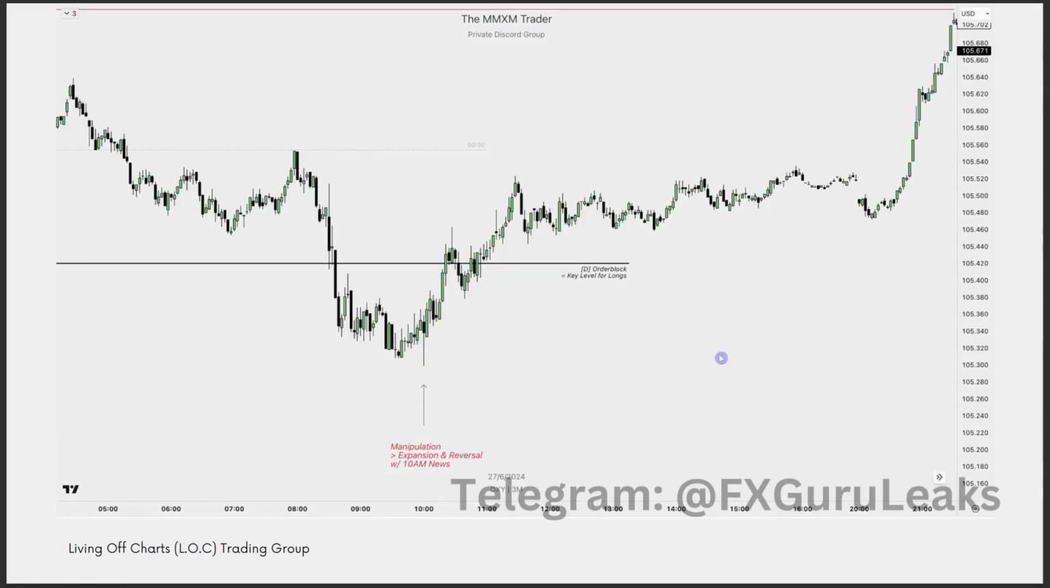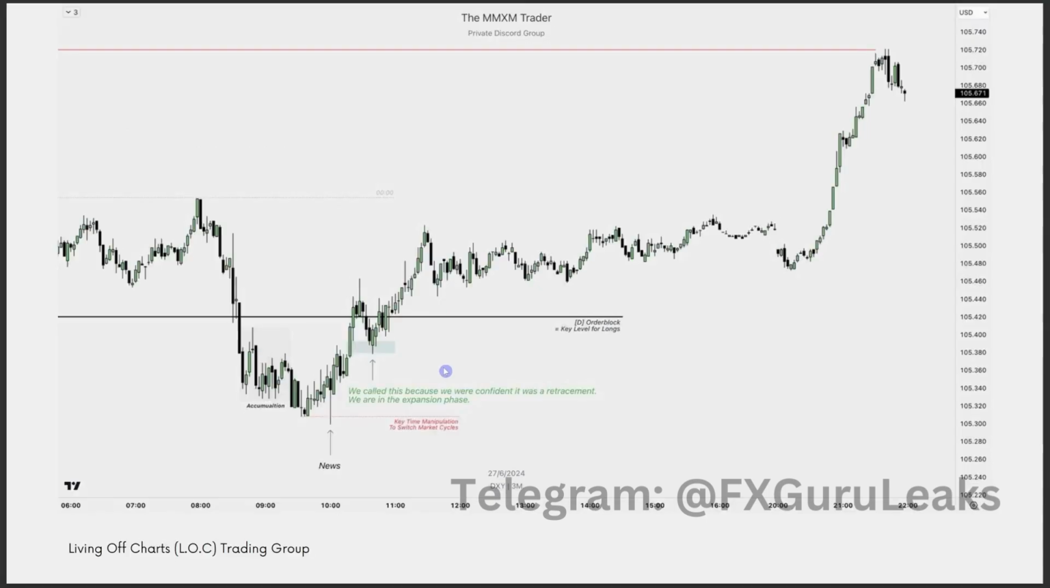Now we're diving a little bit deeper into the 3-minute time frame, and we actually called this price move up, right, as explained in the DXY video as well. 10 a.m. news causes a reversal into a key level. If we look at this, we've got an accumulation prior to that news release, right? Then there's a key time manipulation to switch that market cycle, right? So we dip down lower first, so we expand lower and then reverse, and then there is a fair value gap left behind, which is perfect for longs because everything is lining up, right?